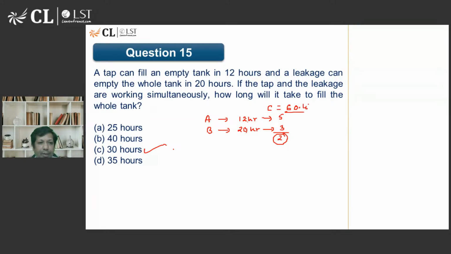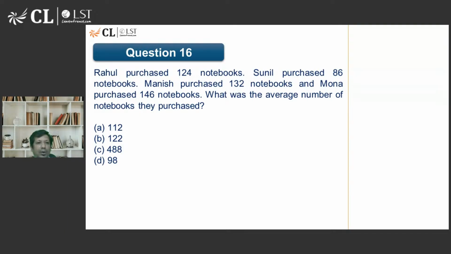Okay. Now let's start question number 16. Ravi purchased 124 books. Sunil purchased 86. Manish purchased 132. And Mona purchased 146 books. What is the average number of notebooks?